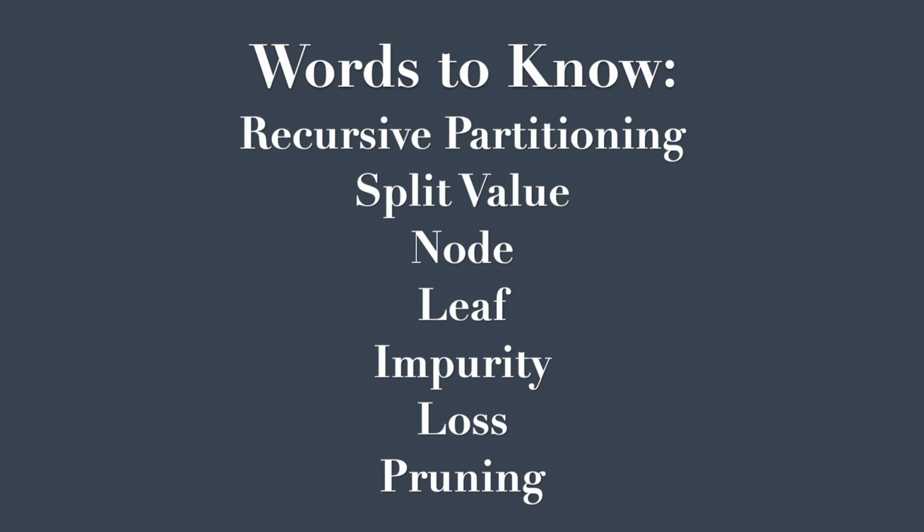An impurity is the extent to which a mix of classes is found in a subpartition of the data. The loss is the number of misclassifications at a stage in the splitting process. The more losses, the more impurity. Pruning is the process of taking a fully grown tree and progressively cutting its branches back to reduce overfitting.